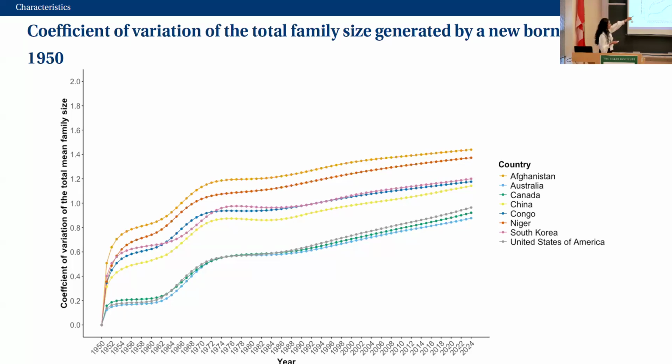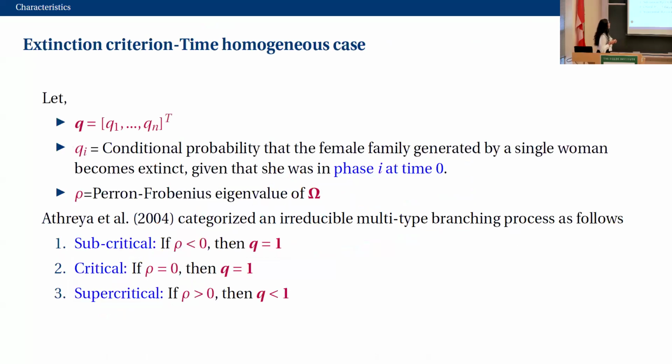So here I need to show you, for China, you can see that the line sort of becomes flat in the years 1960 to 1980. And during that time, the one-child policy was introduced in China. Maybe it has an impact on what we see here right now. Next, we move on to extinction.